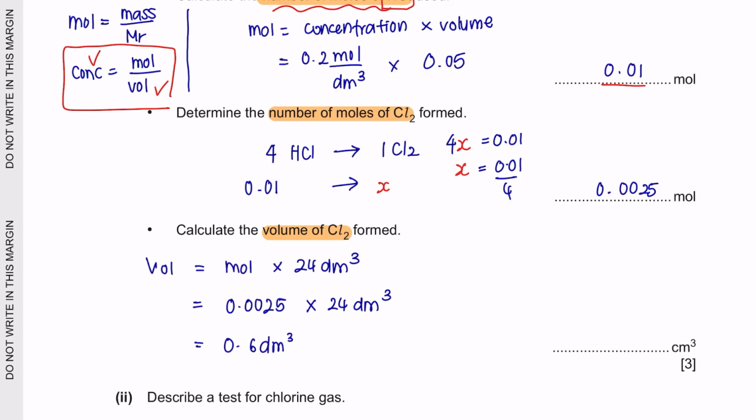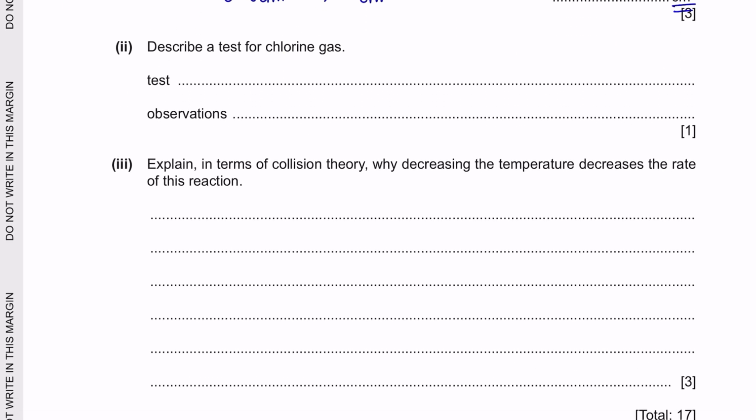Is 0.6 dm³, but we are asked to give your answer in cm³. So we're going to multiply this by 1000, which is 60 cm³. Next, question part 2. Describe a test for chlorine gas. It's by using a damp blue litmus paper, and the observation is that the blue litmus paper will be bleached.